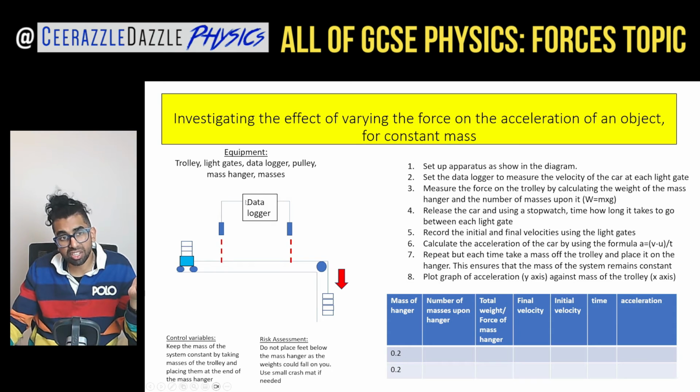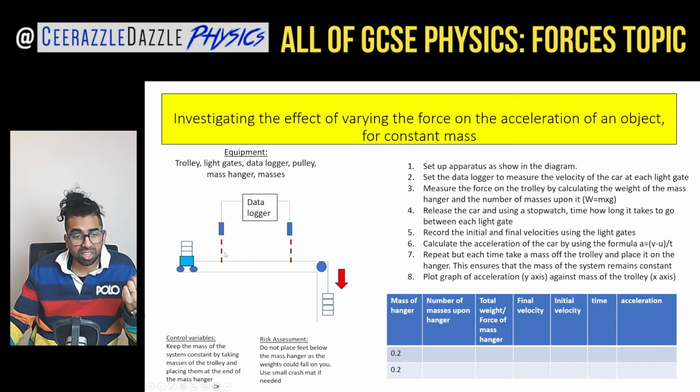Right, so what is the data logger? The data logger is going to take some measurements for us. The data logger is connected to the light gate 1 and light gate 2 over here. As the car accelerates and goes across, it will go through the first light gate over here. As it goes through the first light gate, what will happen is the data logger will therefore calculate the initial velocity that will go into our table over here. Then as it goes through the second one, it will calculate our final velocity.